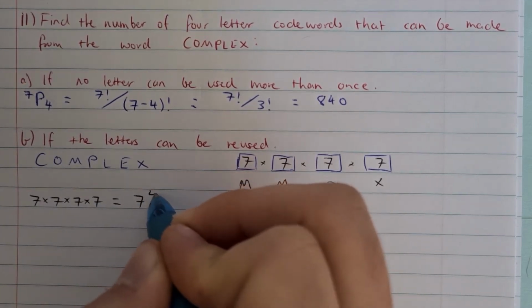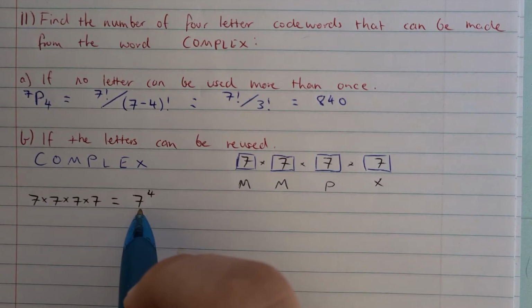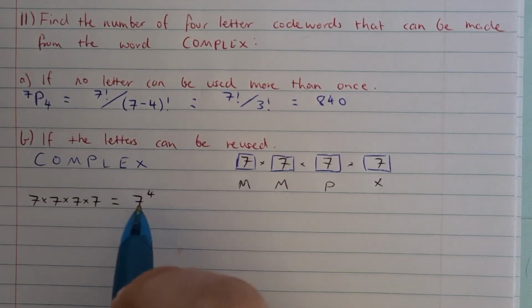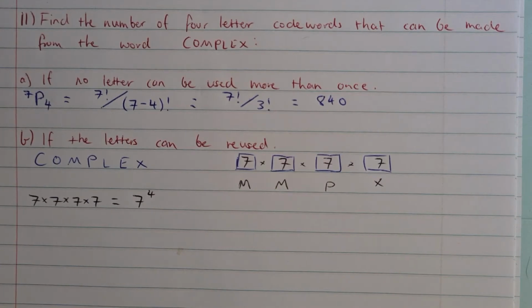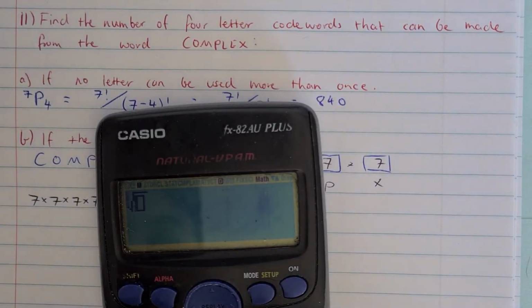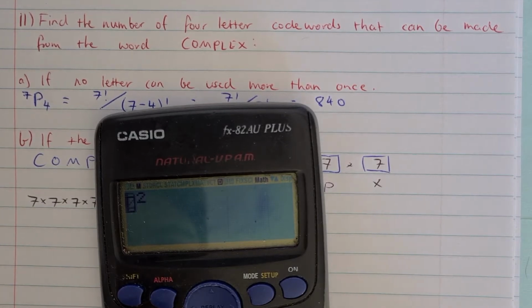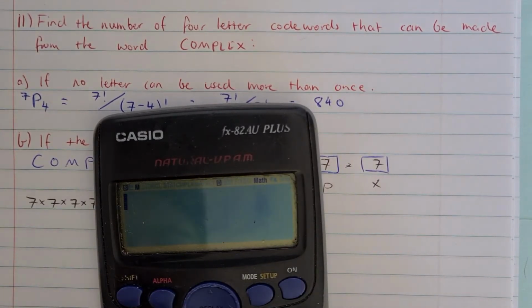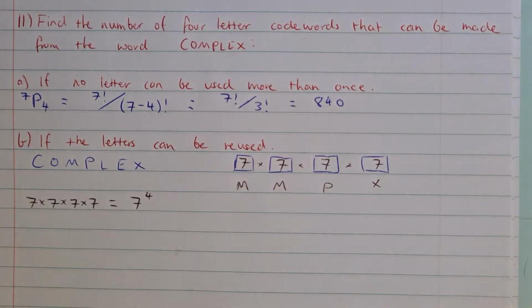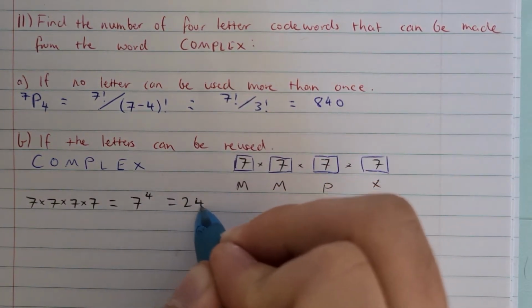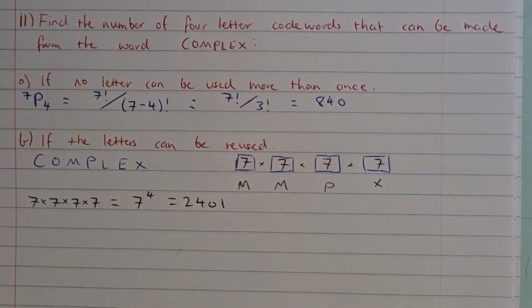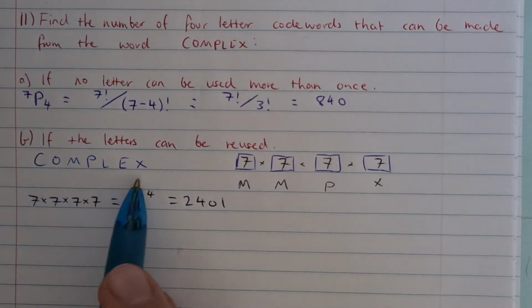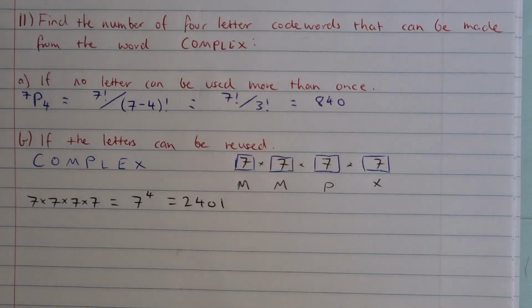And that turns out to be 7 to the power of 4, because reminding ourselves that when you have a number to the power of something, you're multiplying it by itself that many times. So let's use our calculator to find where are we? Seven to the power of 4 is 2,401. So there are 2,401 ways that we can arrange a 4-letter word from the word complex if the letters can be reused.